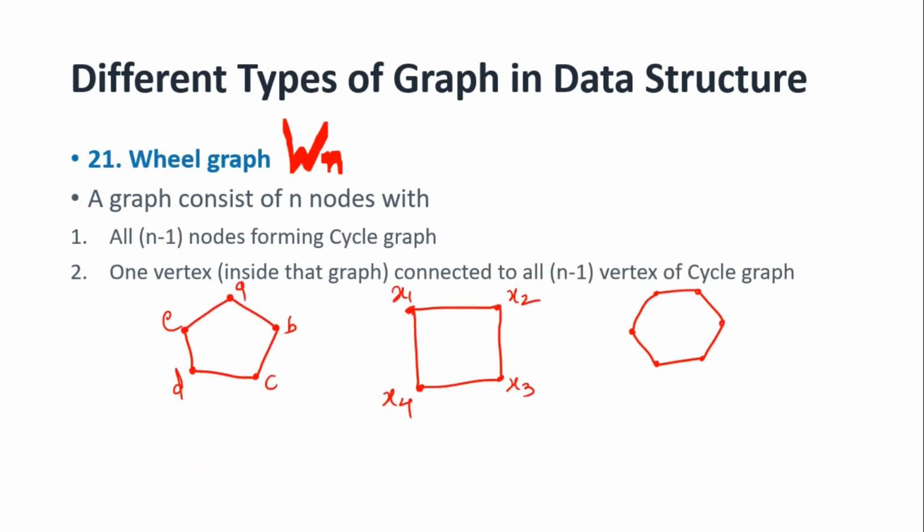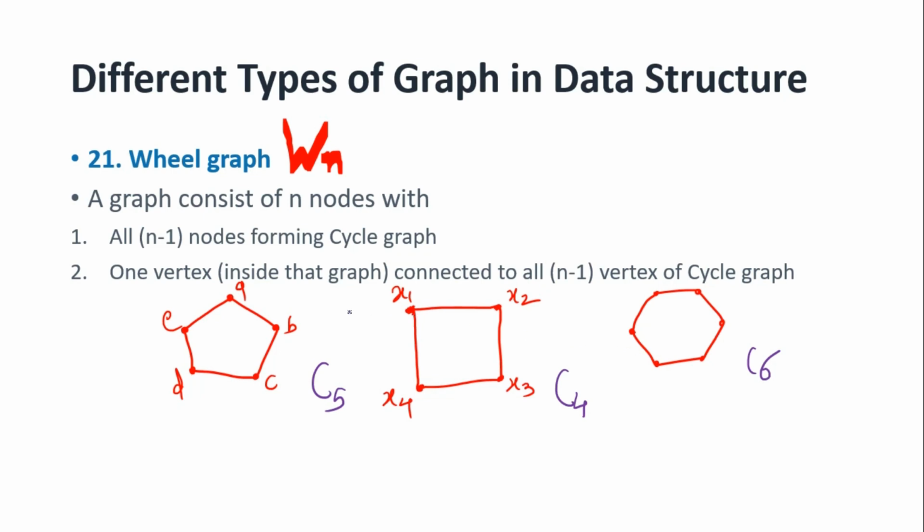Wheel graph. A wheel graph is represented by the symbol W subscript n. A graph in which you have a cycle graph of n-1 vertices, and there is one vertex which is connected to all the vertices of your cycle graph, then such a graph is called a wheel graph. Now for this example, we are having a cycle graph of 1, 2, 3, 4, 5 vertices. This graph is a 4 vertex cycle graph. This graph is a 6 vertex cycle graph.